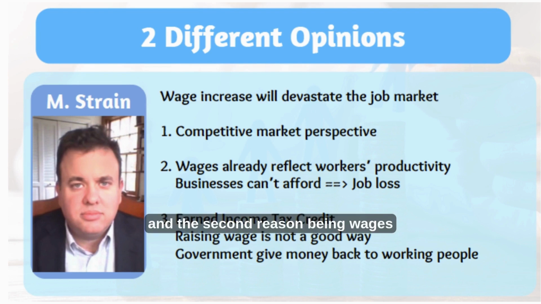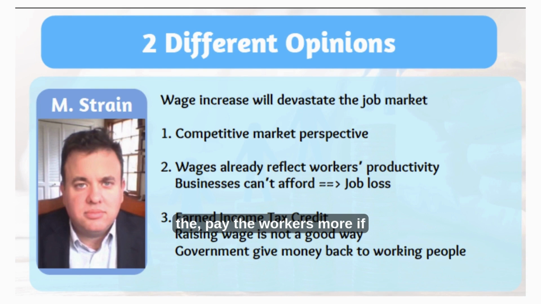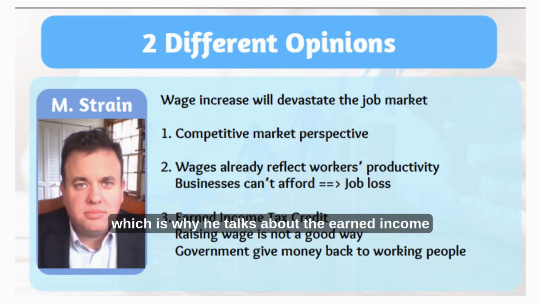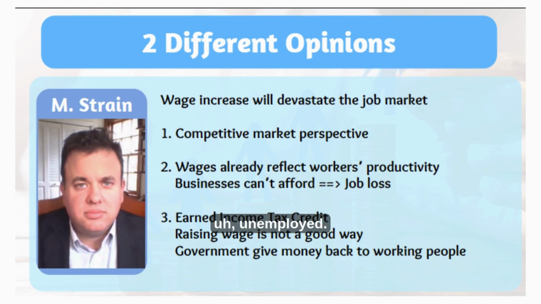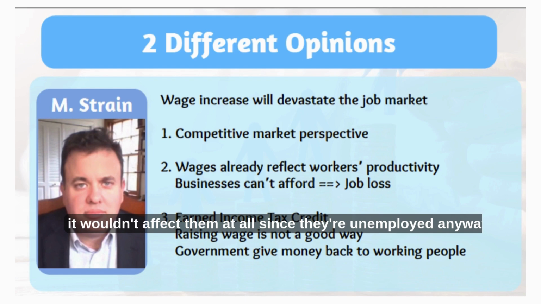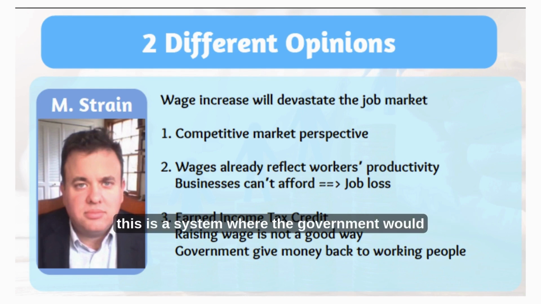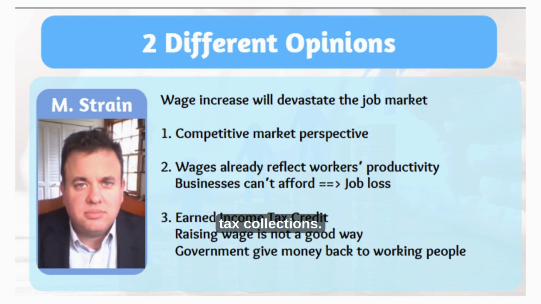And the second reason being he believes that the current wages already reflect a worker's productivity. And businesses can't really afford to pay the workers more if the wages go up higher, which leads to job loss, which is why he talks about the earned income tax credit as a better way to reduce poverty. He believes that a lot of poverty comes from the fact that a lot of people are unemployed. And even if the minimum wage was to go up, it wouldn't affect them at all, since they're unemployed anyway. Now, this is a system where the government would give money back to the working people from tax collections. And since it only rewards the working people, it would encourage more people to find jobs in order to get this money.